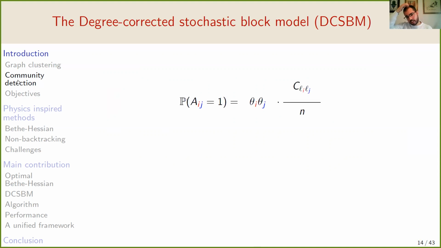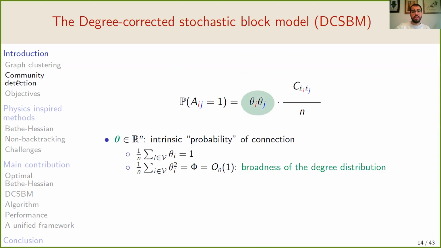So each edge of the graph, of the adjacency matrix, is generated independently at random, and an edge between node i and node j is created with a probability proportional to theta_i theta_j, where theta_i is the intrinsic probability that the node i has to get connected. It is an intrinsic probability because it is not normalized, but its average is set equal to 1, and its second moment is set equal to phi.